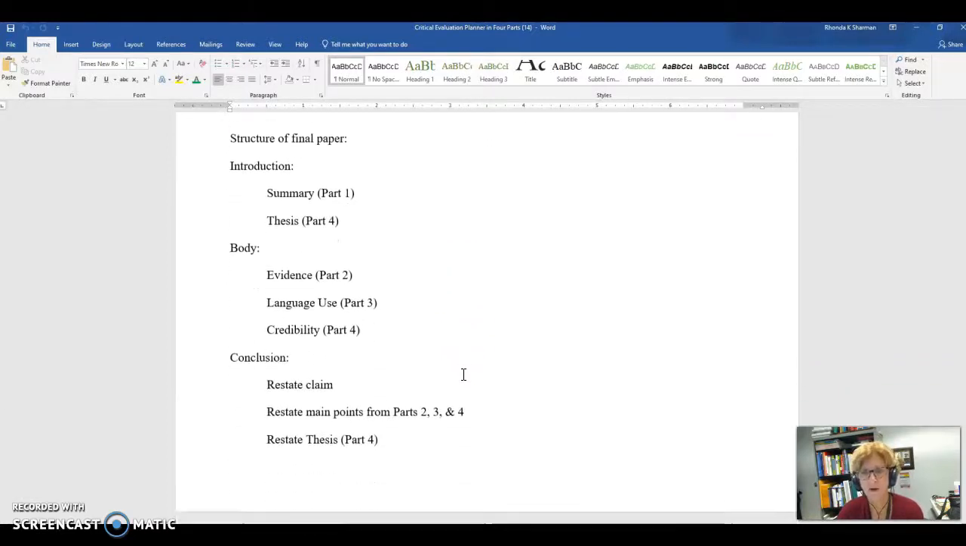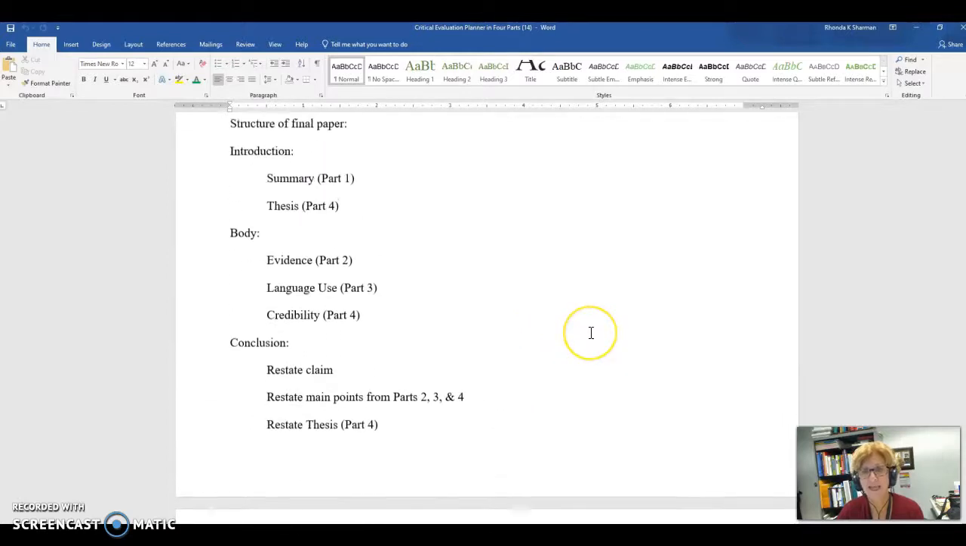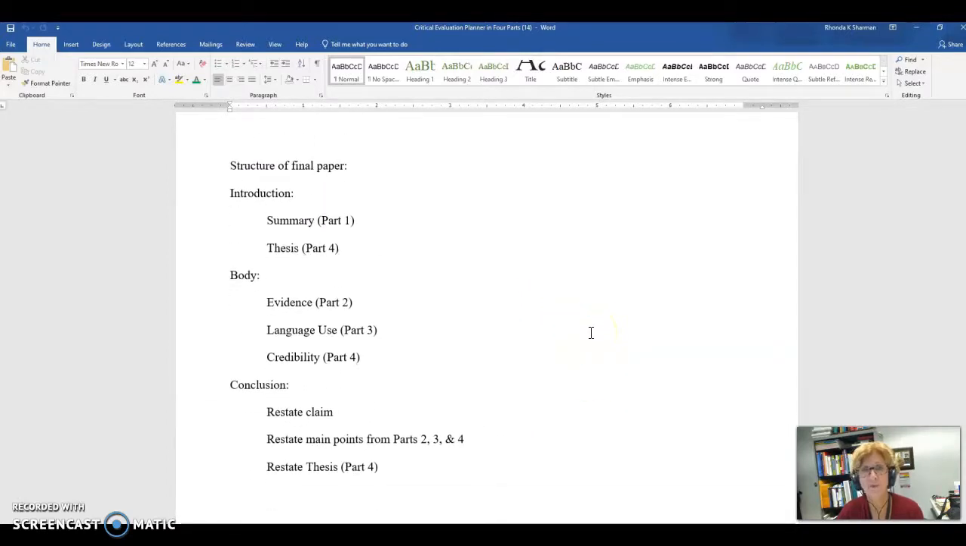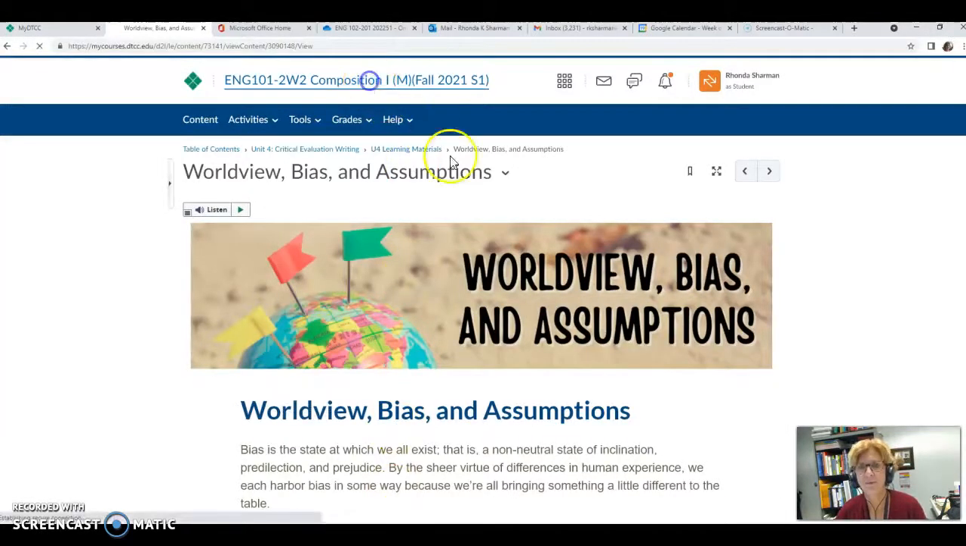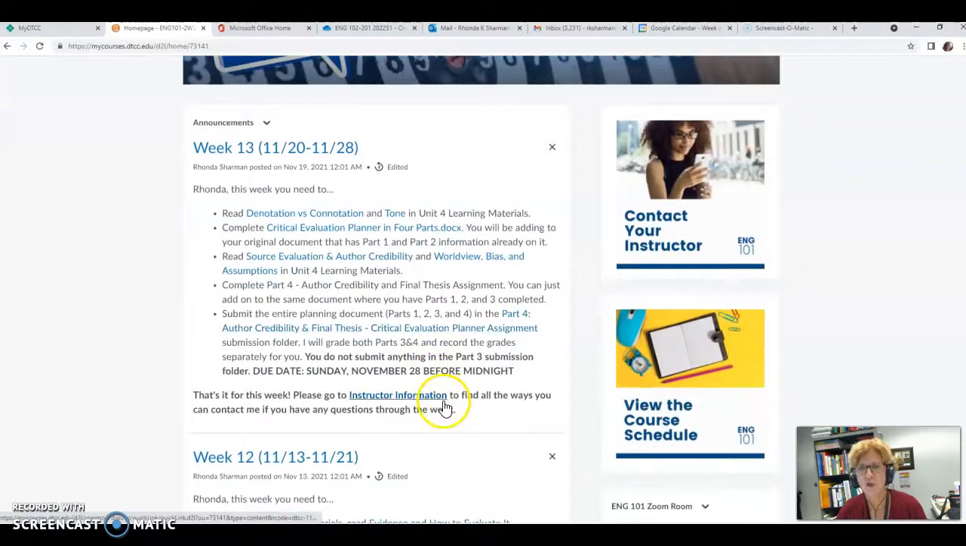And then the last part of the planner is just to remind you how you will be structuring your final paper. So you'll be using all of the things you've done to put your paper together. And this shows you how the different parts play into your final essay. You'll be writing your essay next week, so this week you're just finishing the planner. When you're done finishing that information, you are going to go to the assignment folder for Part 4.